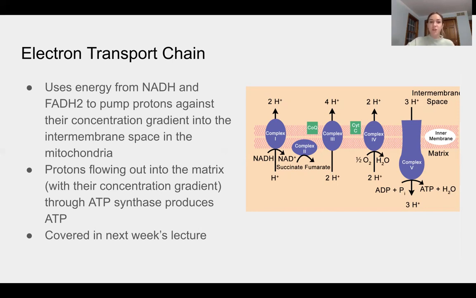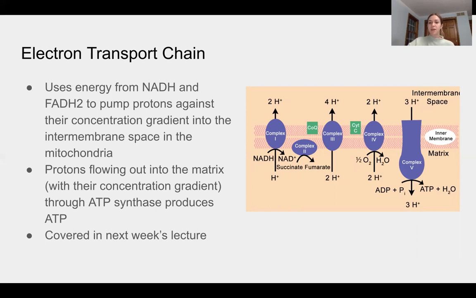The electron transport chain uses energy from NADH and FADH2 that we've generated in some of these previous steps in order to pump protons against their concentration gradient between the mitochondrial matrix and the intermembrane space. If you picture a mitochondria, there's that outer membrane and then all those squiggly inside parts. Basically there's that inner membrane and there's a space between it and the outer membrane, and that's the intermembrane space. So we're pumping these protons against their gradient, which requires some form of energy.